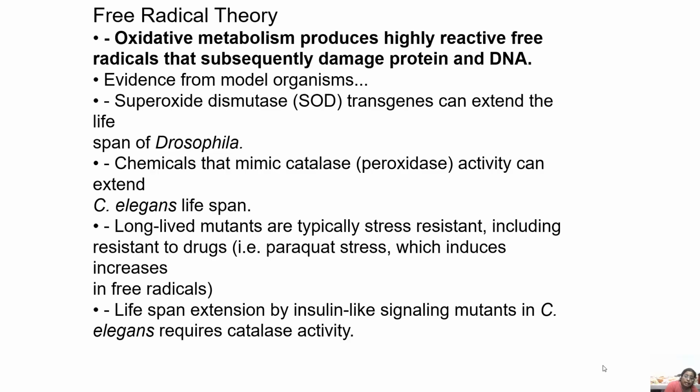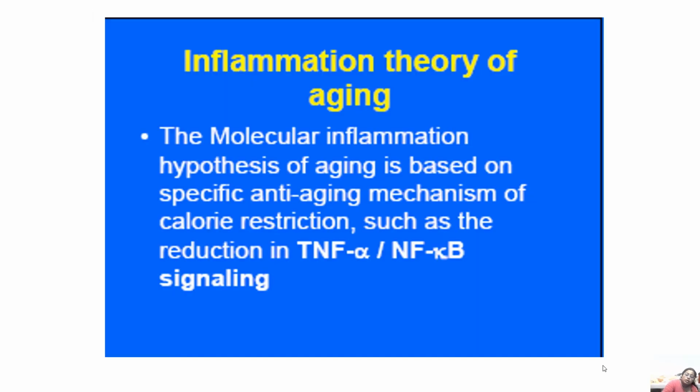Chemicals that mimic catalase activity can extend C. elegans lifespans. Long-lived mutants are typically stress-resistant, including resistance to drugs. Lifespan extension by insulin-like signaling mutants in C. elegans requires catalase activity. Now, what is the inflammation theory of aging?